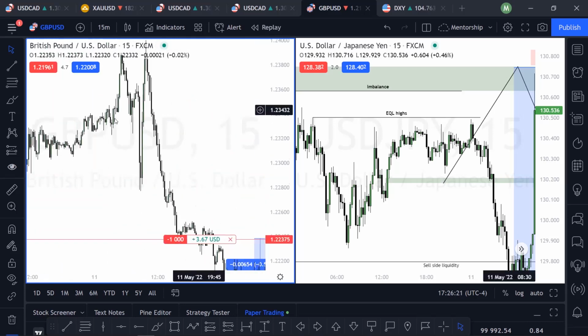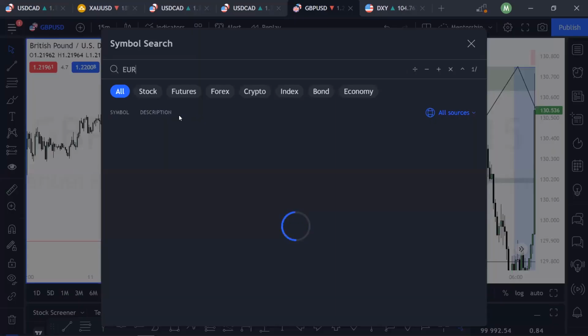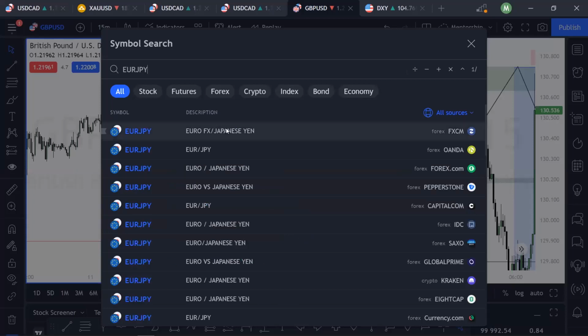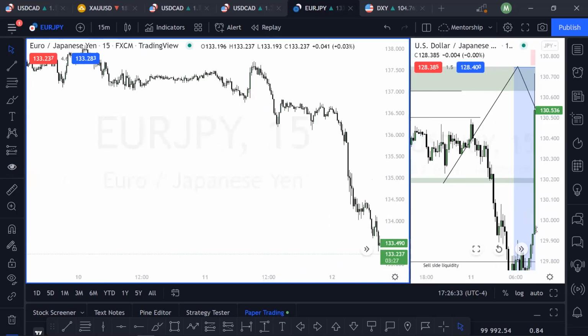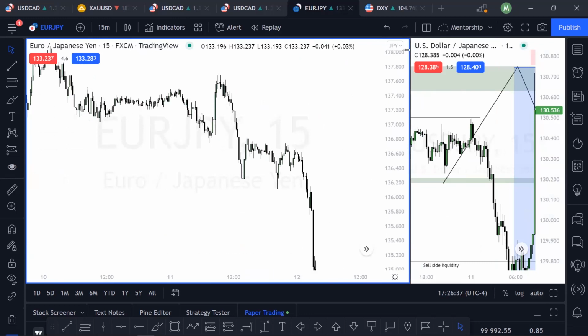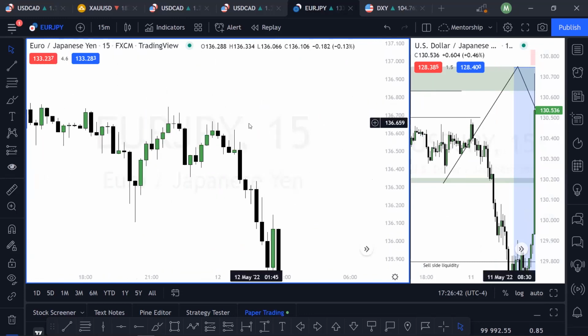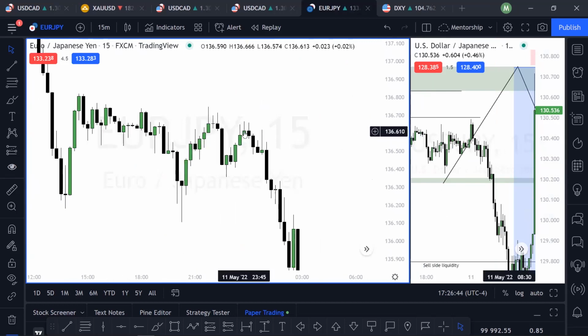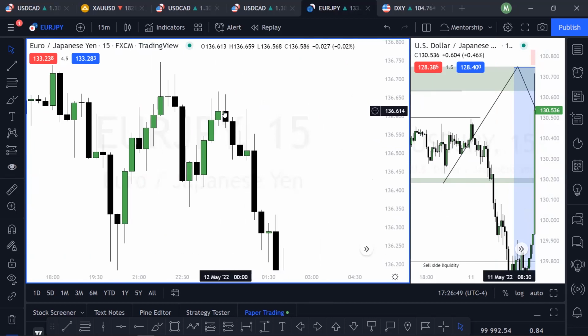We said we are going to be looking at the euro. Euro JPY, for example. What time of the day? We are looking at midnight, New York time. We are not looking at the USD, we are looking at the euro. That's what most folks out there call the London kill zone. Folks, what time of the day is this here? This is midnight New York time.